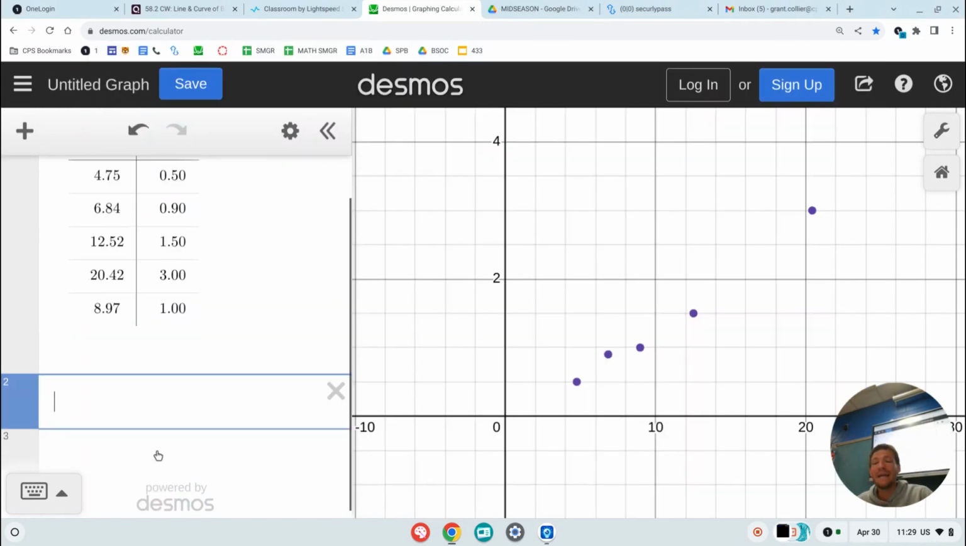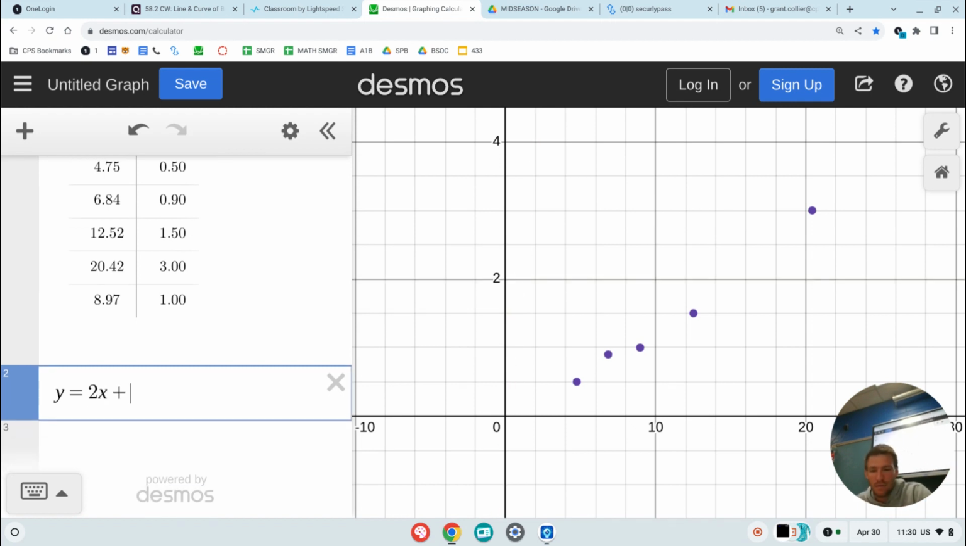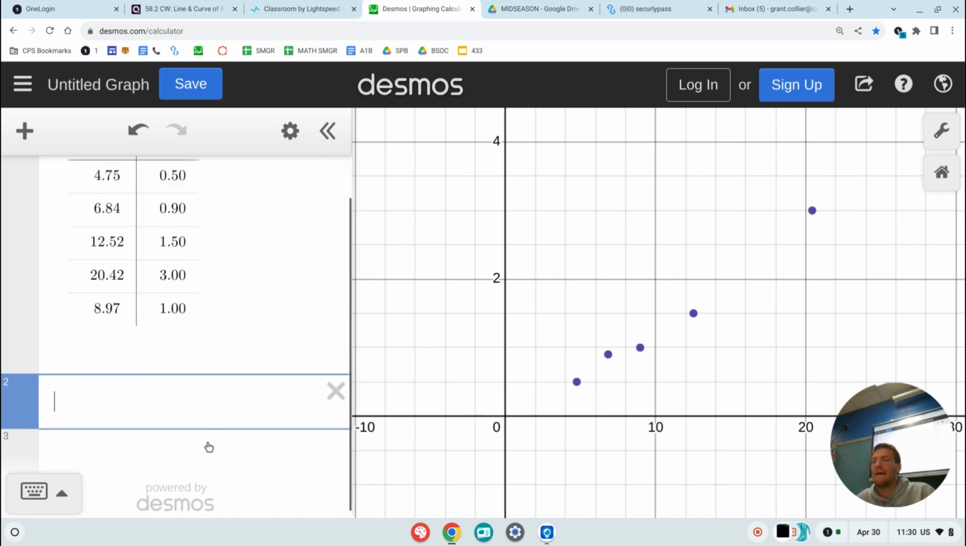Now, if my job was to make the perfect line, it would be very hard, right? Let's say I try y equals 2x plus 1. Does this red line look like it goes through the purple very well? Not even close, right? And if I keep trying to edit this, it's going to be very hard for me to get this line. It's going to take me forever. Here's the good news. DESMOS can make the perfect line instantly.